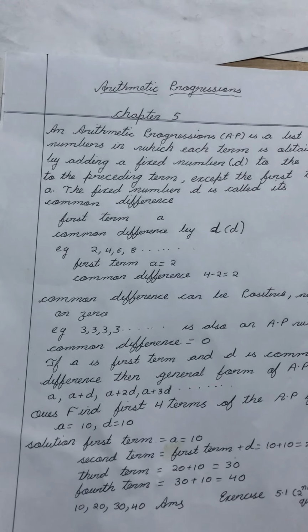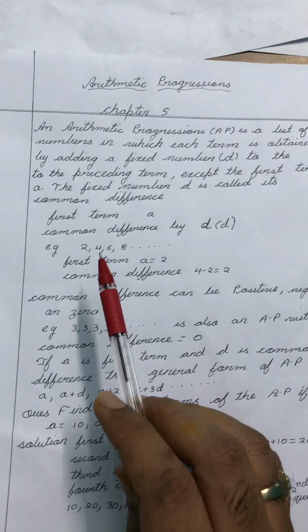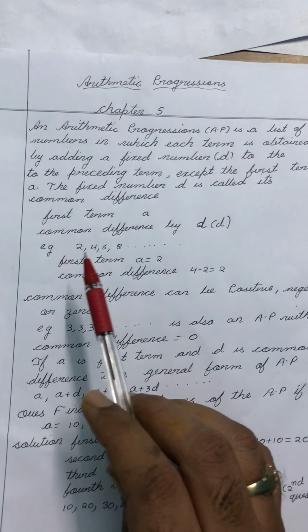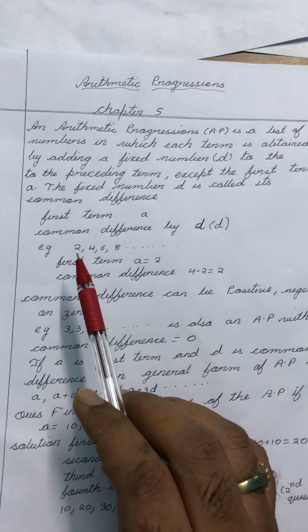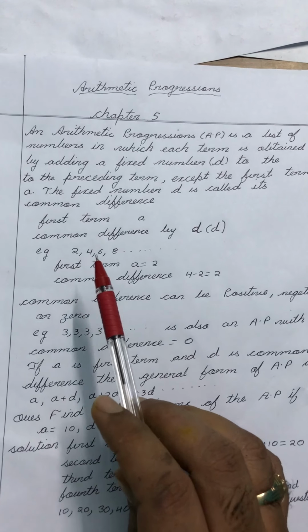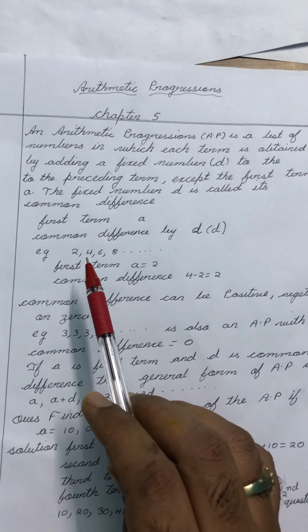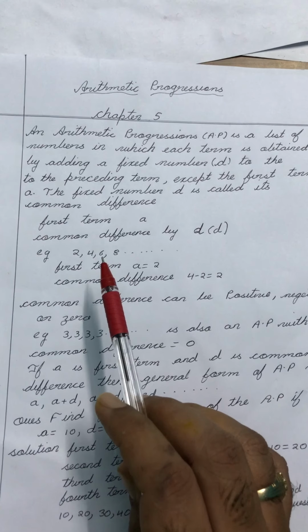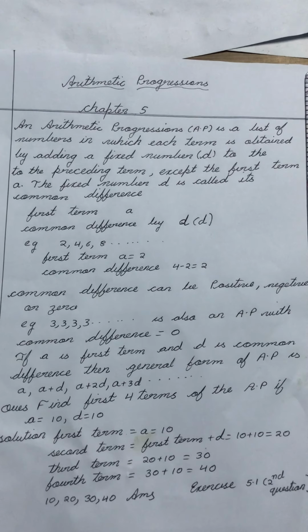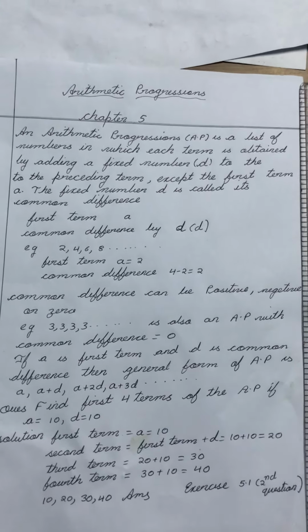Okay. And how do we identify this common difference? From the second term, we subtract the first term. So A2 minus A1 gives 2. So that is the common difference. In the same way, from A3 minus A2 also you get the common difference, and from A4 minus A3 also you get the common difference. So in this AP, the common difference is 2.